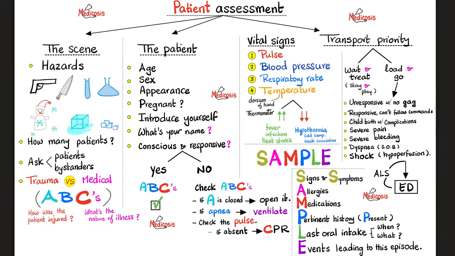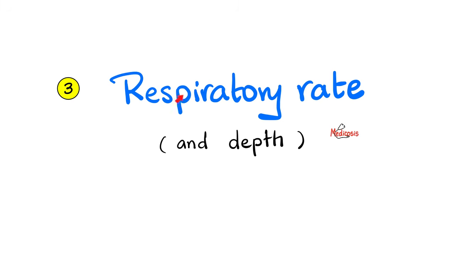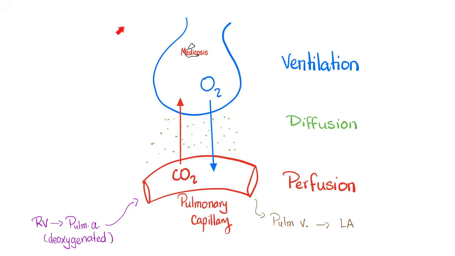Let's talk about respiratory rate and temperature. Starting with the respiratory rate, not just the rate, but the rate and the depth. This is an alveolus in your lung. Let's bring the oxygen into the lung. We call this ventilation. And then the oxygen will diffuse from the lungs to the vessels, and this is called diffusion. And then the heart should pump blood to the lungs via the pulmonary arteries. This is called perfusion.